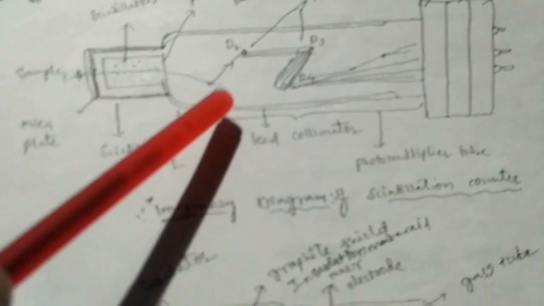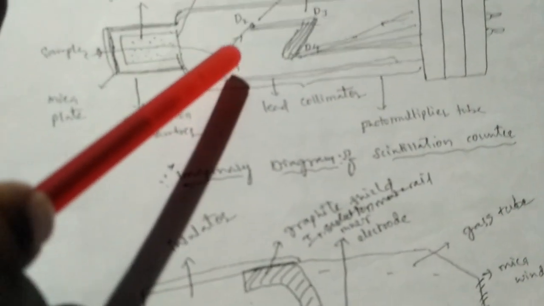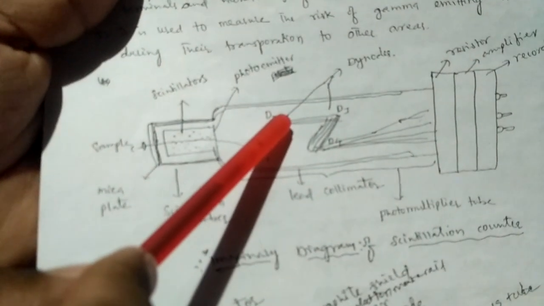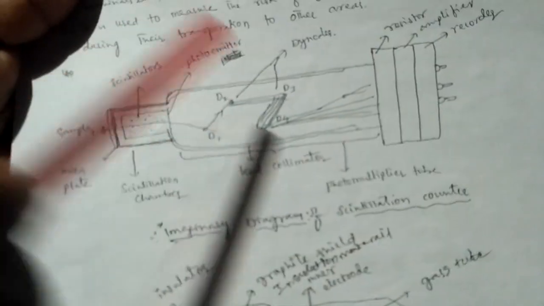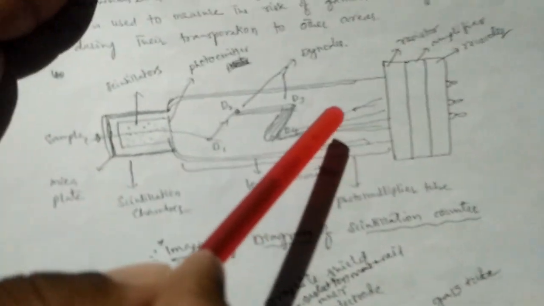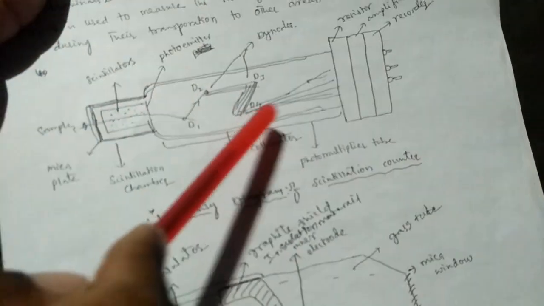Now, each and every diode receives the flash of light and reflects it to the next diode. As the flash of light passes from one diode to another, the photons get multiplied in this tube. That is why this tube is named the photomultiplier tube.